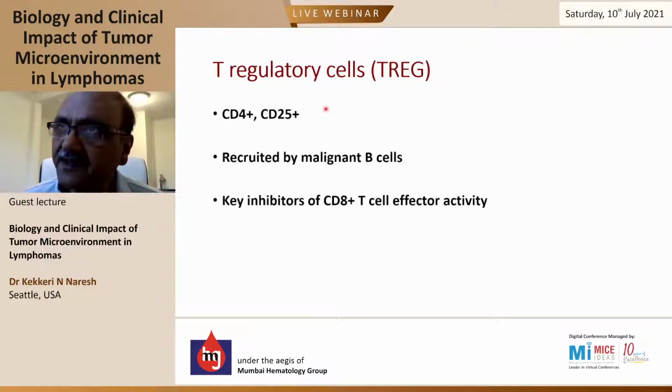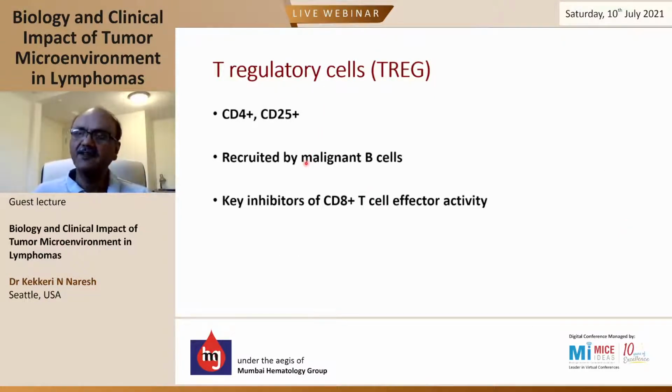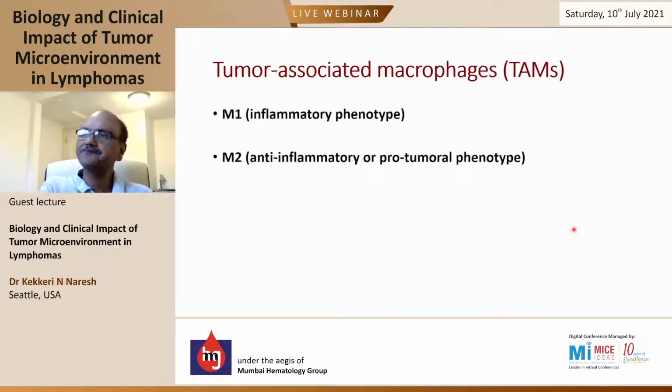Then we have the regulatory T cells. After T cell stimulation, the CD4 positive cells express CD25 and FOXP3, and they change the phenotype into a regulatory T cell. And these are recruited by the malignant B cells. The key aspect of regulatory T cells is to suppress and inhibit CD8 positive effector activity. It also suppresses CD4 positive T cells. So its job is to regulate immune reactions, to dampen the immune reaction.